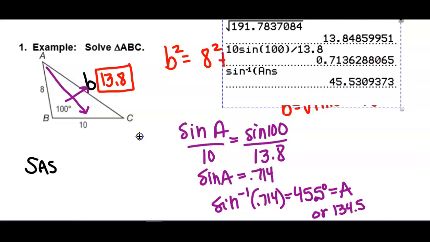But if we already have a 100-degree angle, can we have anything bigger than 100? Nope. So we know angle A has to be 45.5, which leaves angle C to be 180 minus the 100 we already know, minus the 45.5 we just found.